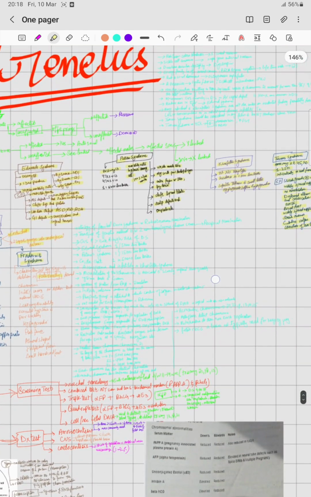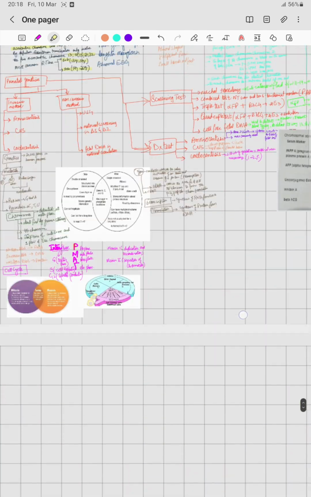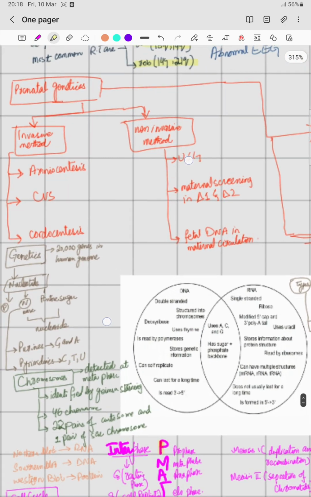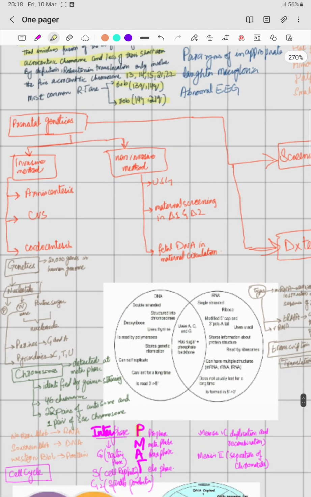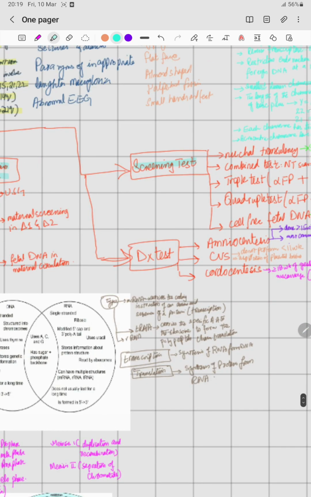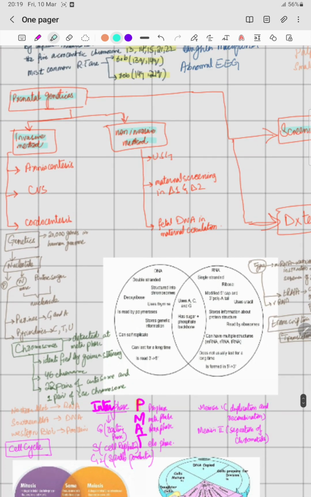Then let's do some prenatal genetics because these are also again important. Prenatal genetics is a very important branch of genetics, and it has both invasive and non-invasive methods, and also screening tests. So first let's discuss the invasive methods.